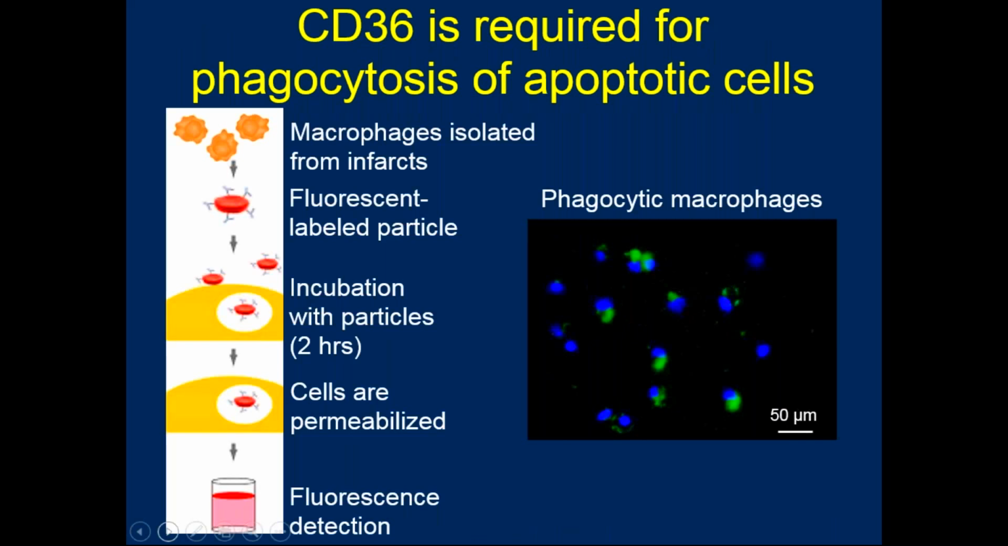So to test if MMP9 could regulate macrophage phagocytosis, we isolated macrophages from the infarcts of our MMP9 null and wild-type mice. The macrophages were then stimulated with or without MMP9 and incubated with fluorescent labeled particles for 2 hours. Then we quantified using a spectrometer and visualized using immunofluorescence. The right panel just shows a positive control. In this sample, we used IL-4 stimulated macrophages exposed to the fluorescent beads. And as you can see, the macrophages that engulf the beads show green fluorescence.